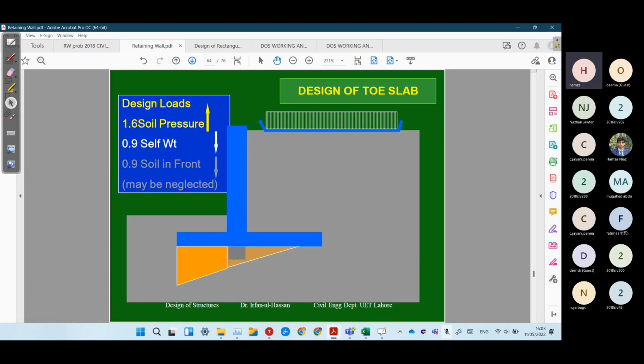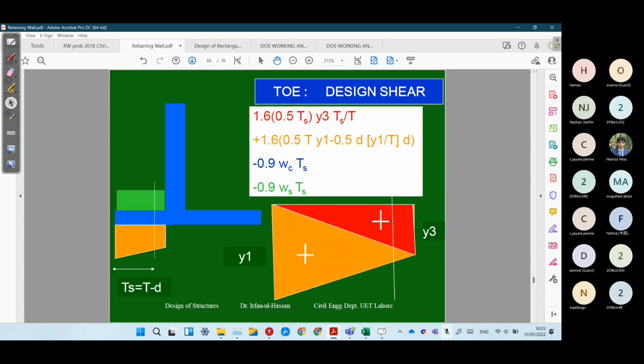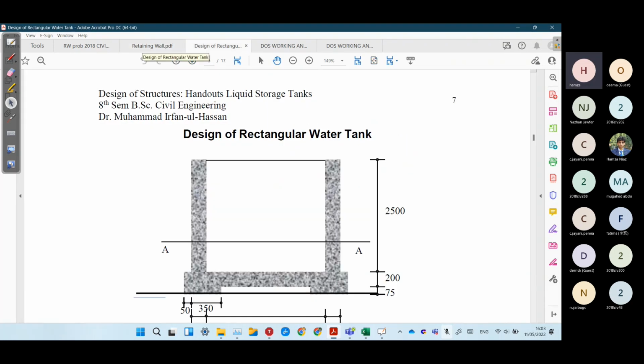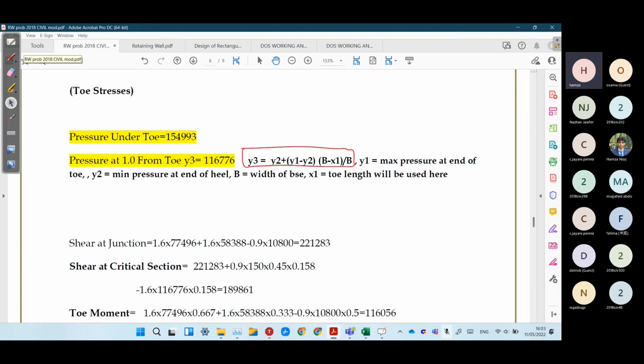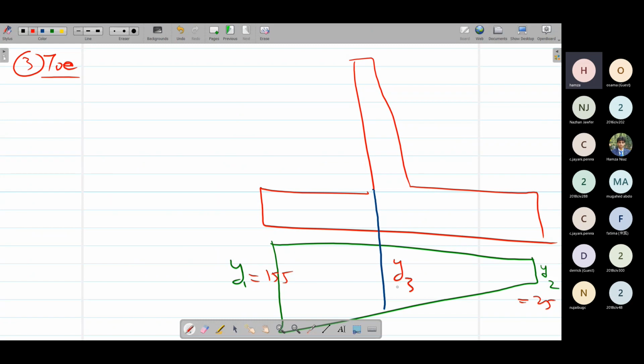So where is the toe? Somewhere in the slides it is also written, but here it is written simply as Y2 plus (Y1 minus Y2) into b into (x minus b minus x1) over b. So this way we can calculate the Y3 value, the ordinate of this Y3 value.